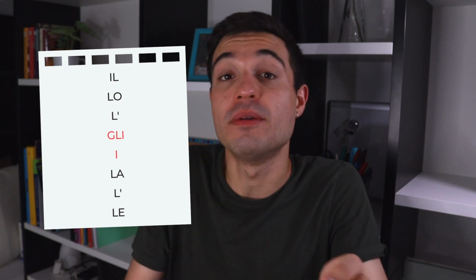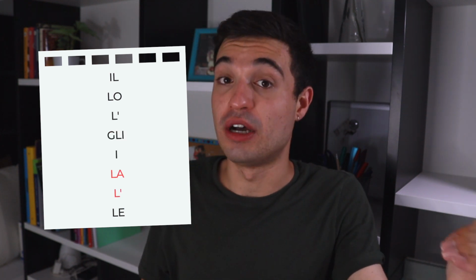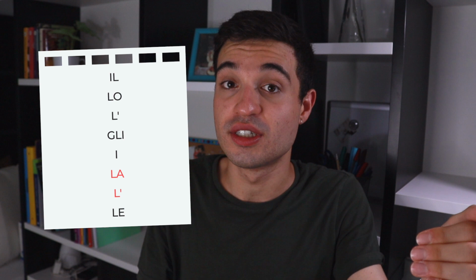So first of all, let's review real quick definite articles, and then we'll see how the combination works. I've also made a video on definite articles that you can go check out on my channel. I'll leave it in the description box below. But anyway, just let's review definite articles real quick. So we've got il, lo, and l apostrophe for masculine singular words. Then we've got gli and i for masculine plural words. La and l apostrophe for feminine singular words. And finally, le for feminine plural words. So we can take these articles and we can combine them with the prepositions we were talking about.